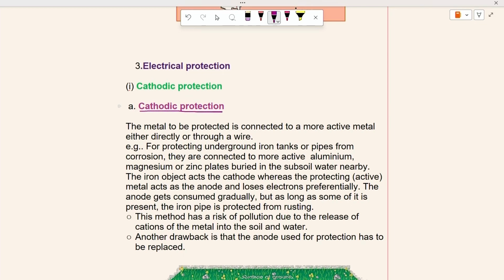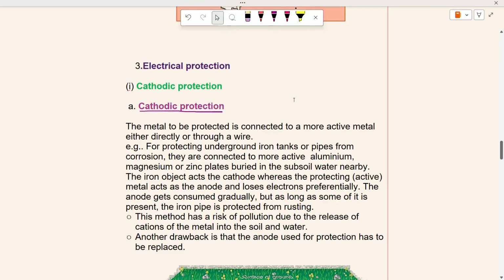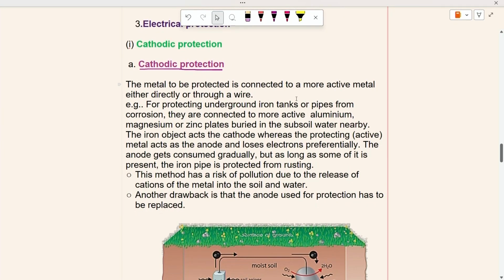Cathodic protection means, from the name itself, that the metal to be protected is maintained as a cathode throughout, so as to prevent the oxidation and corrosion of the metal. To prevent the metal from getting oxidized and then corroded, you can maintain that metal as a cathode.